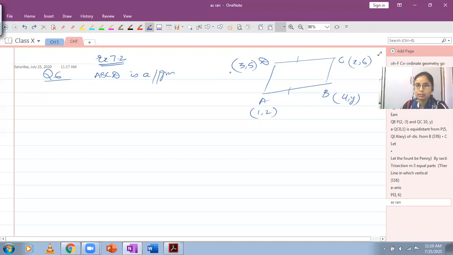Anyone else with any other suggestion? Kanishka, I think Kanishka has answered. Kanishka is saying we can use distance formula. That would mean the distance between points A and B will be equal to the distance between points C and D. Opposite sides will be equal. And we can use the distance between points B and C equal to the distance between points A and D.